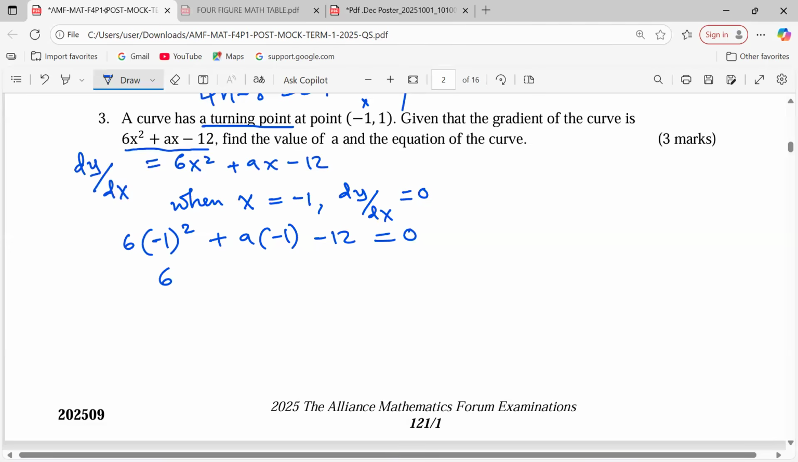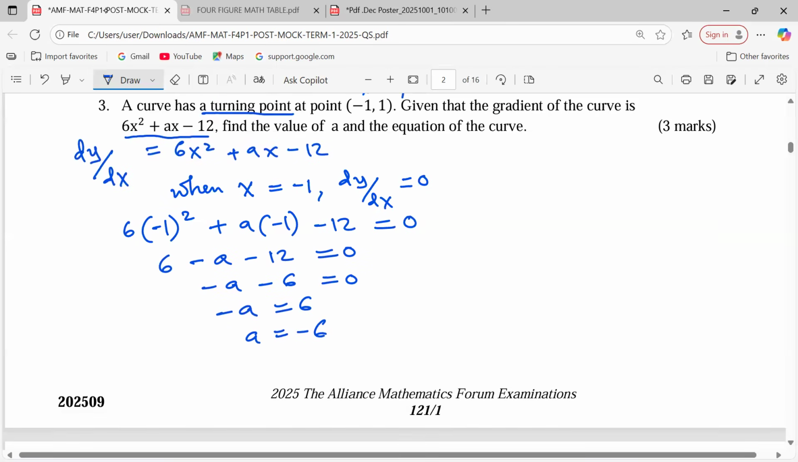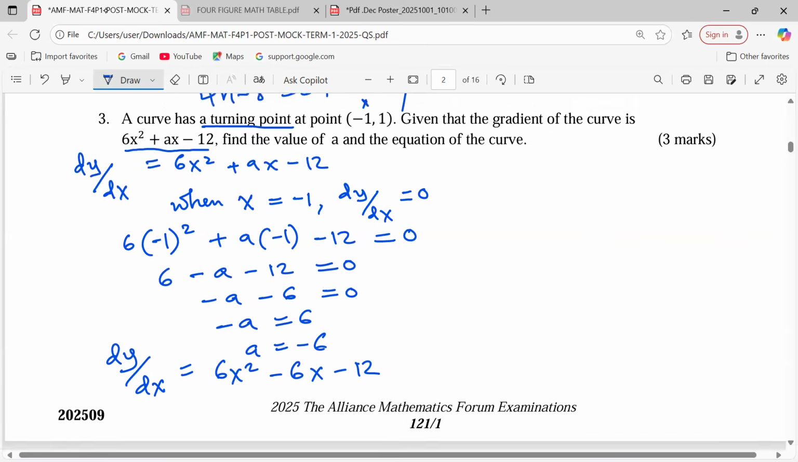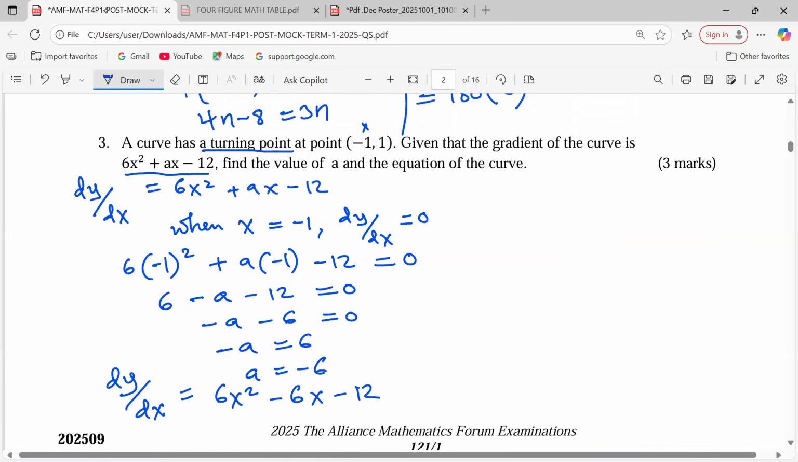So this is 6 minus a minus 12 equals 0. Negative a minus 6 equals 0. Negative a equals 6, so a equals -6. If a equals -6, then the gradient function can now be written as 6x squared, instead of a now we have -6x, minus 12. This is now the gradient function itself.